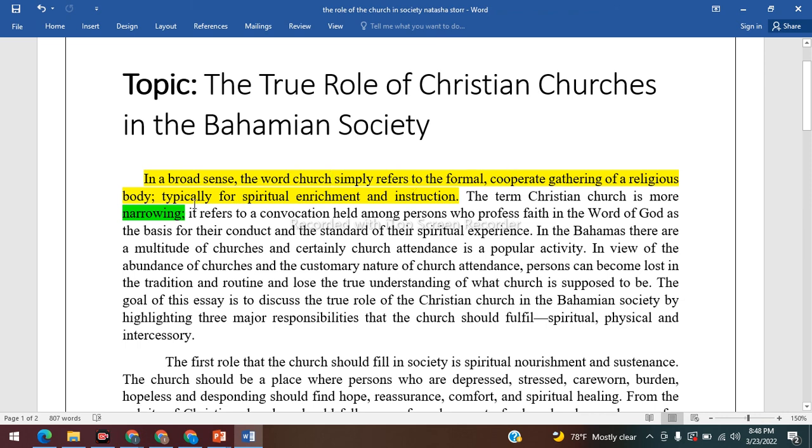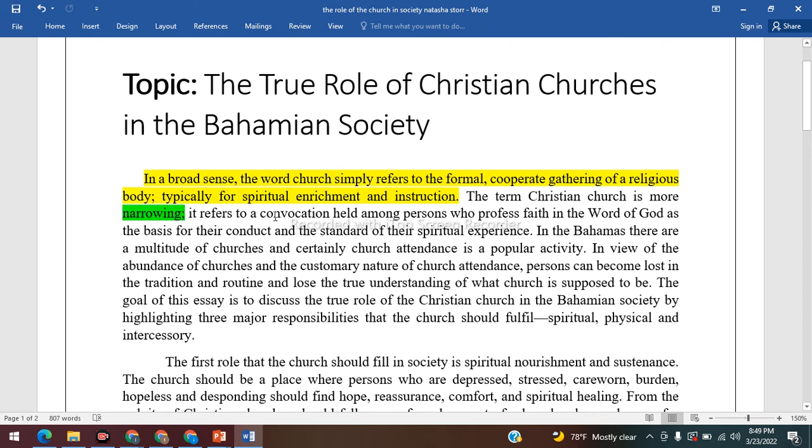And typically, they are words that are not too sophisticated, but they could hold your ground, right? So then I continue. I said the term church, Christian church, is more narrowing. So what I'm doing is, and that's what you want to do, you want to go from broad to specific, always. So you start off big, talking about all sorts of stuff, and then you get narrower and narrower to talk about what you really want to talk about. So the term Christian church is more narrowing.